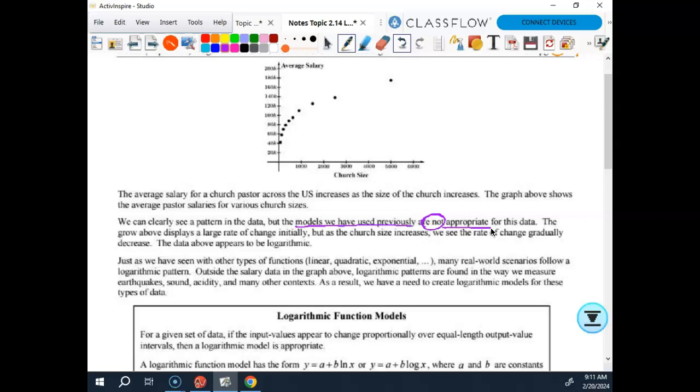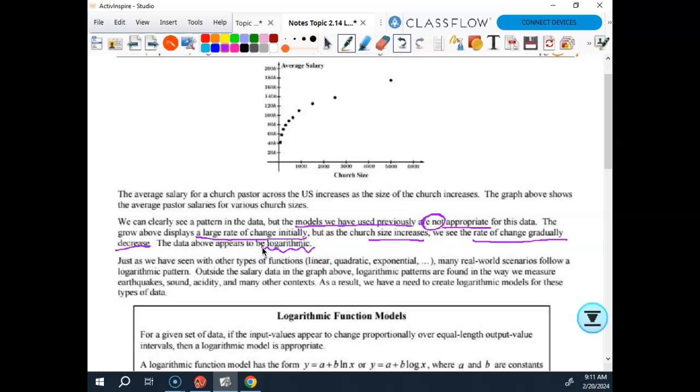That should say the graph, not the grow, above displays a large rate of change initially. So we got a large rate of change initially, but as the church size increases, we see that the rate of change gradually decreases. So this is increasing at a decreasing rate because it is concave down, right? So it increases very quickly, and then it kind of slows down. It probably tapers off at some point. The data above appears to be logarithmic, just like we already said, right?